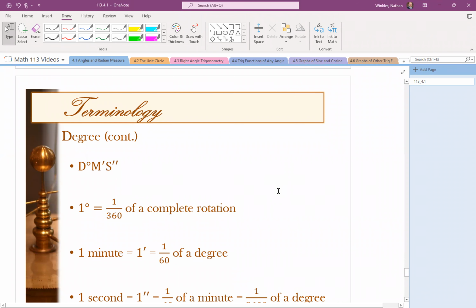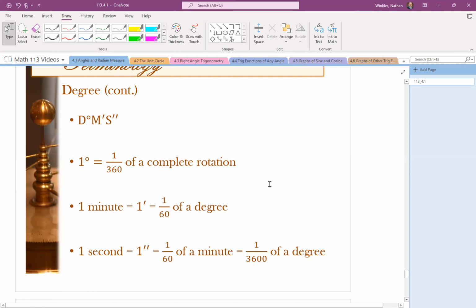So the last thing that we want to talk about is degrees, minutes, seconds. So 1 degree is 1 divided by 360th of a complete rotation. 1 minute is equal to 1/60th of a degree. And 1 second is 1/60th of a minute, which is going to be 1 over 3600th of a degree. So anytime that we're looking at this, we need to be able to see how we can go from one to the other very easily.